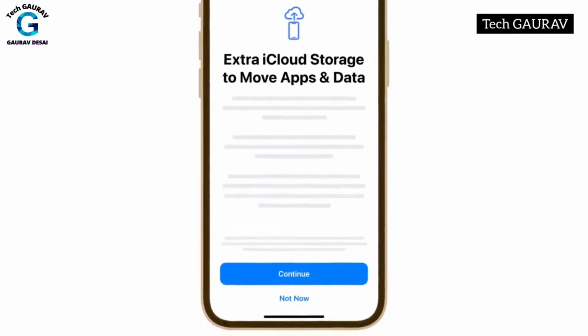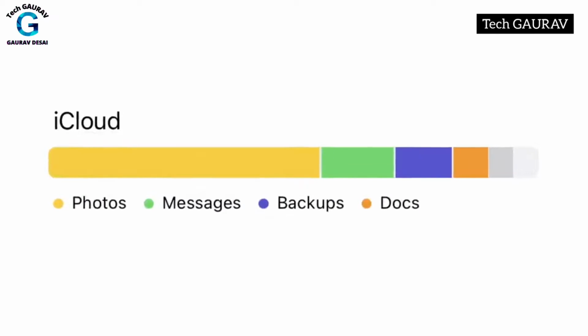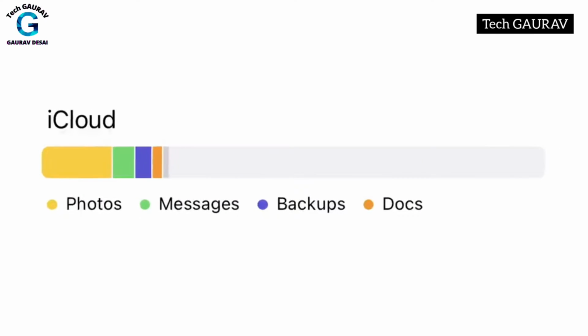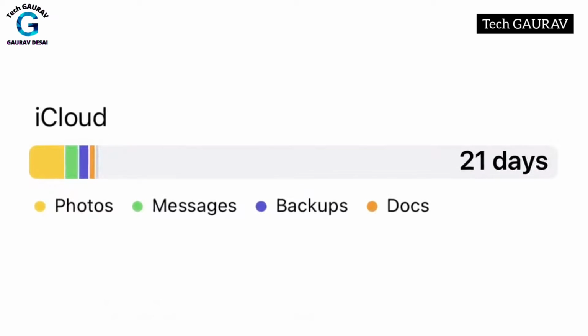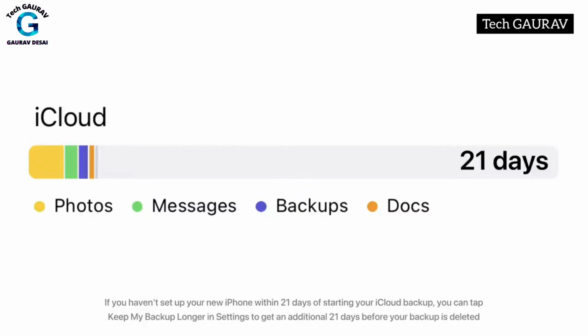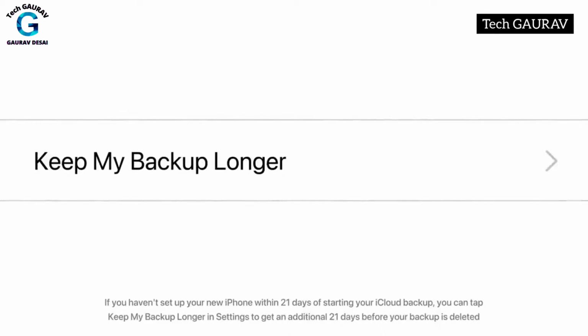If you don't have enough iCloud storage to back up, you can use temporary iCloud storage to back up your apps and data. Tap Continue if you'd like to use it. You'll be given as much extra temporary iCloud storage as you need to move apps and data to your new iPhone for 21 days. If you haven't set up your new iPhone within 21 days of starting your iCloud backup, you can tap Keep My Backup Longer in Settings to get an additional 21 days before your backup is deleted.